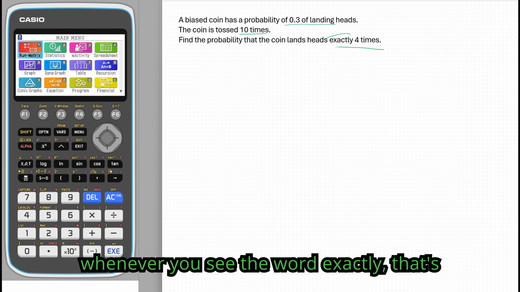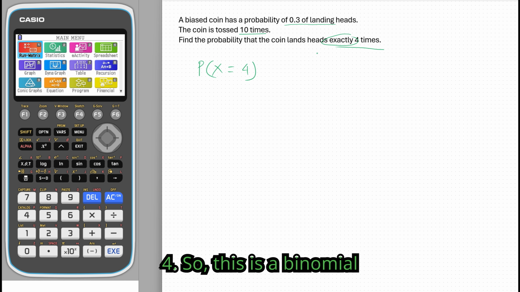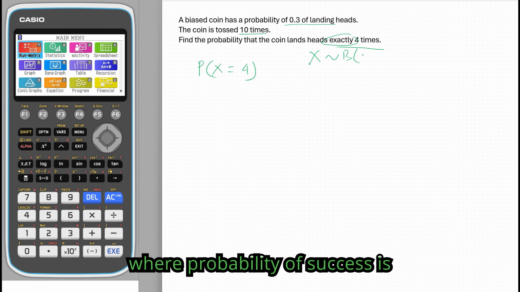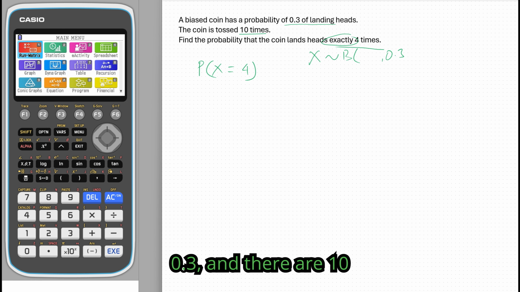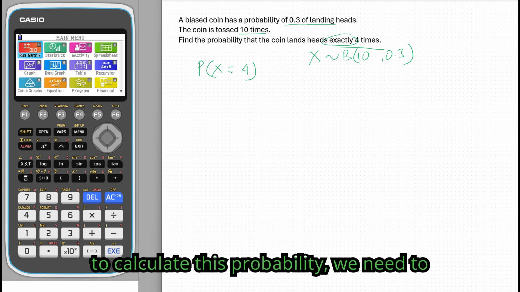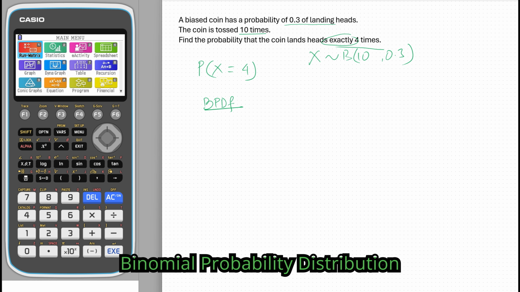Whenever you see the word exactly, that's the case when we are looking at P(X = 4). So this is a binomial distribution where the probability of success is 0.3 and there are 10 trials. Now, in order to calculate this probability, we need to use BPD, that is the binomial probability distribution function.